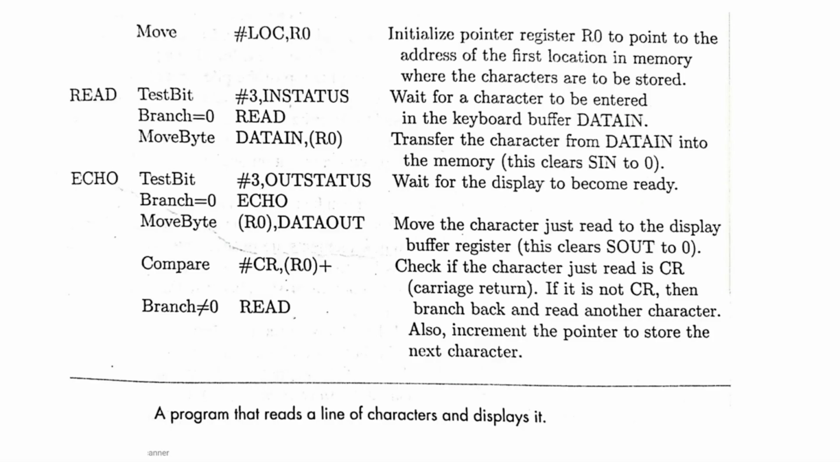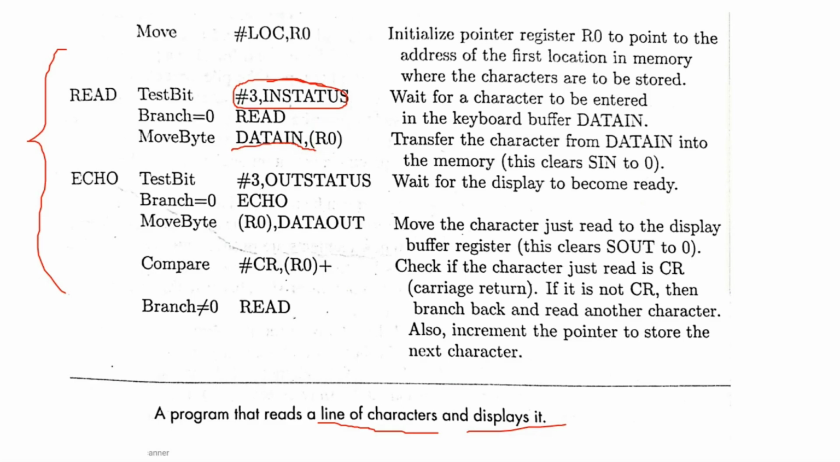Here is a programmatic example to read multiple characters from the keyboard and display them on the display. Means you have to make two operations. One is the read operation. You have to read every character one by one from the keyboard, then transfer it to the display and display it on the screen. The program is written in this order: initially I'll check SIN of the keyboard, whether keyboard data is ready. Once it is ready, I will transfer that to a particular memory location.